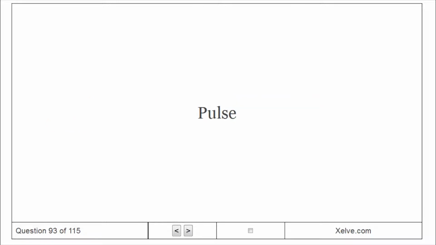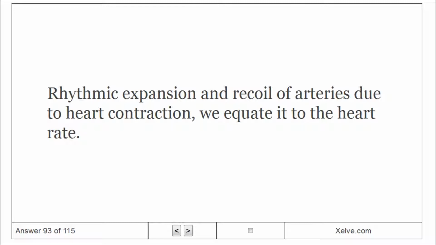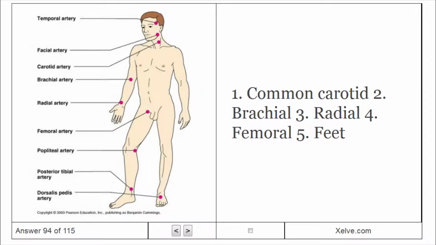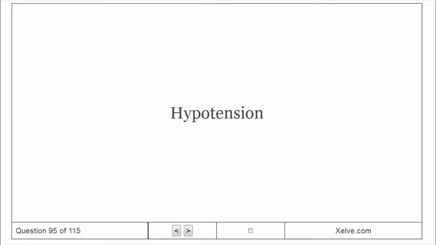Pulse. Rhythmic expansion and recoil of arteries due to heart contraction. We equate it to the heart rate. Pulse points. 1. Common carotid. 2. Brachial. 3. Radial. 4. Femoral. 5. Feet.